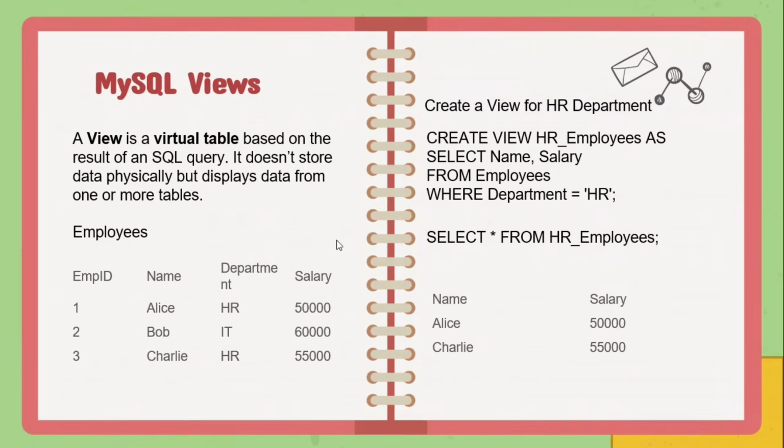Then MySQL Views. A view is a virtual table based on the result of an SQL query. It does not store data physically but displays data from one or more tables. For example, suppose we have this employees table and I want to create a view for the HR department. So we will write CREATE VIEW hr_employees AS SELECT name, salary FROM employees WHERE department = 'HR'. And if we want to see the data included in the view, we will simply write SELECT * FROM hr_employees. So these are the data that will be included in this view.